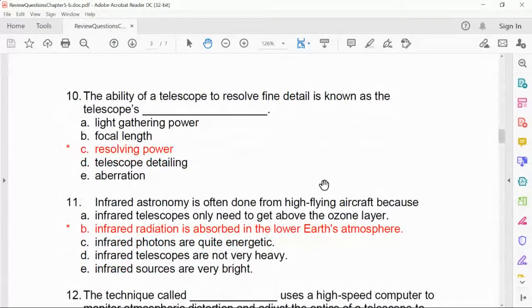The ability of a telescope to resolve fine detail is known as the telescope's resolving power. And you remember when we talked about alpha min, and I gave you different images ranging from 10 minutes to 1 second, and you can see the difference. But I told you always have to be careful. Resolution has to be in from the start, and then you can magnify.